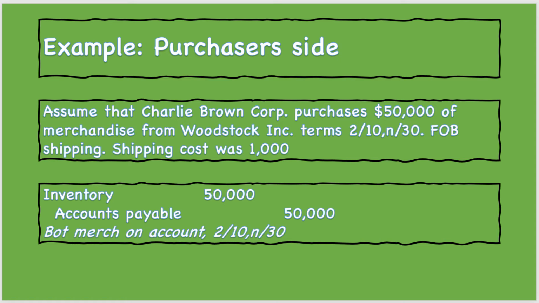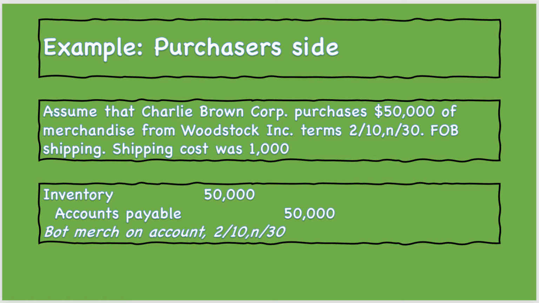Okay? Let's assume Charlie Brown Corp. purchases $50,000 of merchandise from Woodstock Incorporated. Terms are 2/10 net 30. So right off the bat, when you see terms 2/10 net 30, you automatically assume that Charlie Brown purchased this on account or on credit.